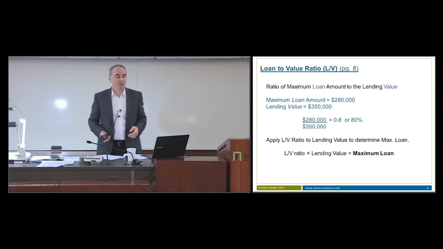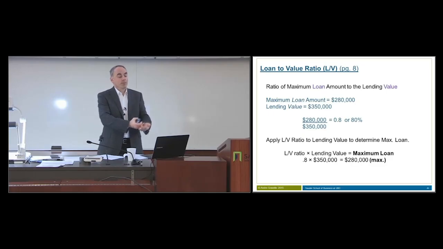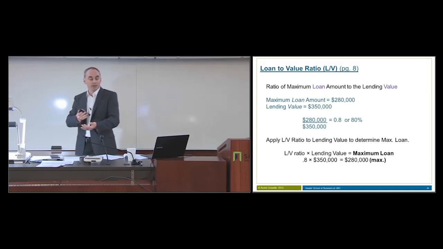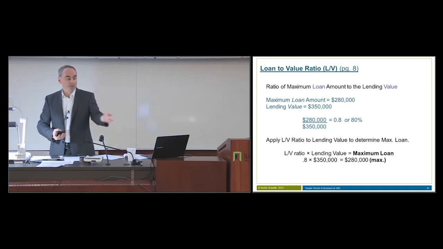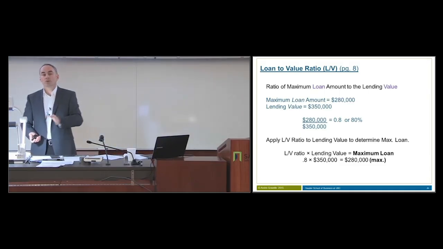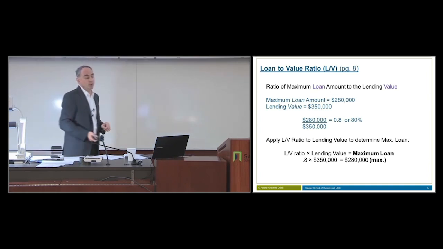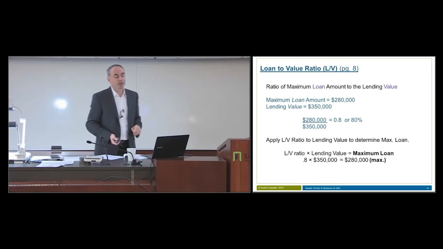We use this example. Let's put these numbers together. So loan-to-value ratio of 0.8 or 80% is determined by the lender. They know that. Lending value they can determine. That gives us a maximum loan of $280,000. So a simple calculation, but that's how we use loan-to-value ratio to determine the most we're going to loan, the most the lender will loan against the property based on the property's value.